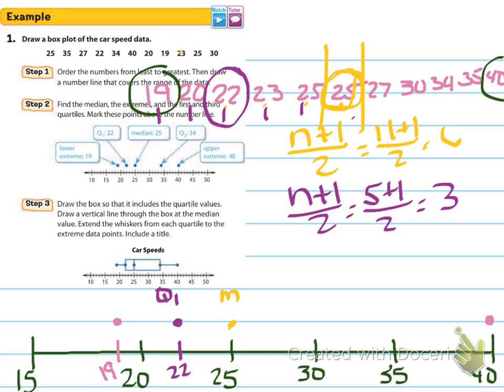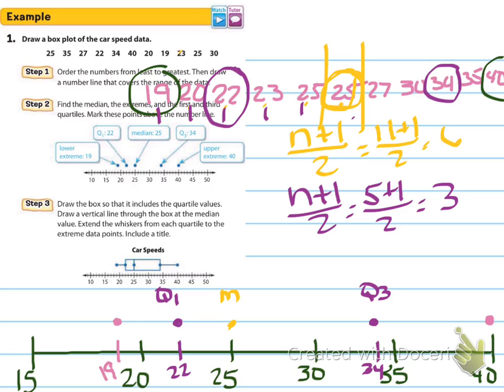Then I'm going to do the same from the other side. The third from the last on the other side is 34. So I'm going to put my 34 right about here. Put my dot up here, label it quartile 3. And so I have my lower extreme, my upper extreme, my quartile 1 and 3, and I have my median.